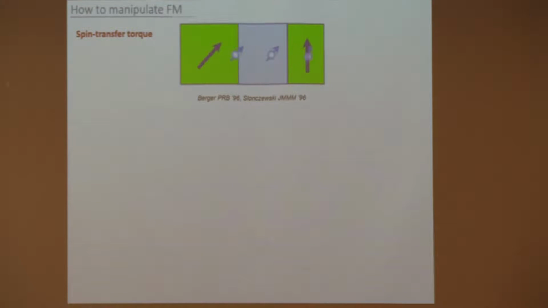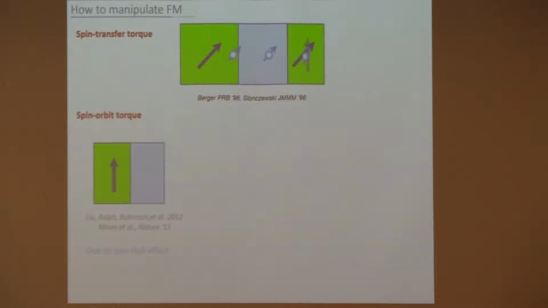In ferromagnets, there are several different methods which can be used for electrical manipulation, and I will talk about this in detail in the morning, so I don't have to talk much about this, but I just want to summarize. So we have the spin transfer current, which relies on transmission of spin polarized current from one ferromagnetic layer to another.